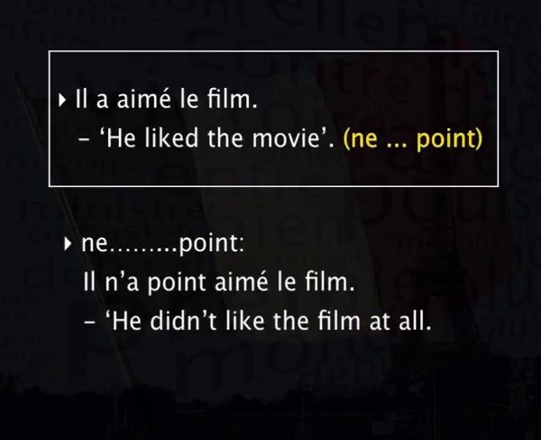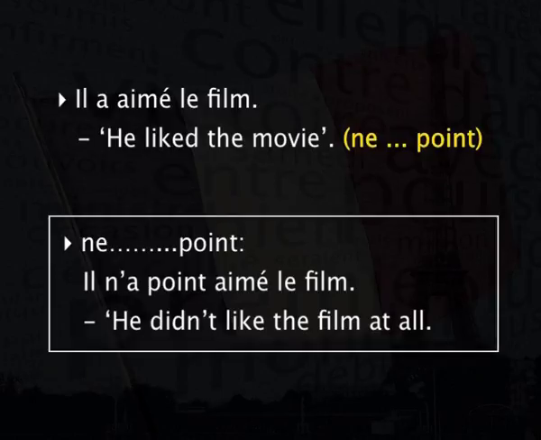Il a aimé le film. He liked the movie. Ne, point. We place the auxiliary verb between the negative word pair ne point. Il n'a point aimé le film. This sentence translates as he didn't like the film at all.